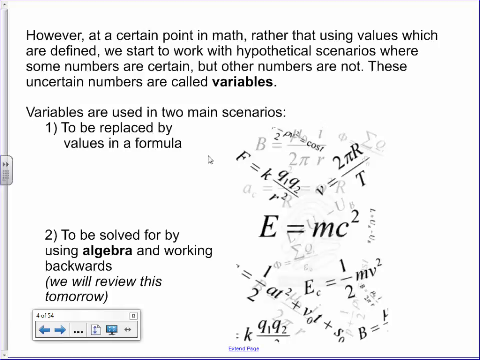So here's the 2 main scenarios in which we use variables. The first one is we have a formula. For those of you who eventually take chemistry and physics with me, we use variables all the time. I found a slide here that has a bunch of formulas, like say E equals mc squared. I don't know what the mass is yet, but one day I'll find mass, I'll plug in that value. I may not know what C is yet, but one day when I find C, I'll plug in that number.